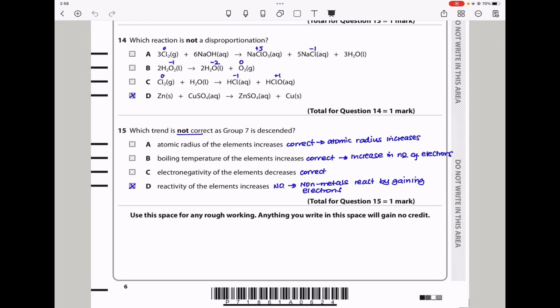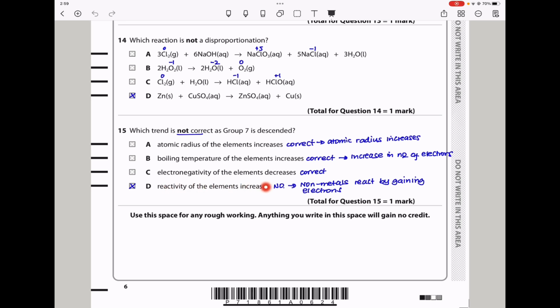Question 15. Which trend is not correct as group 7 is descended? A. Atomic radius of the element increases. That is true. Boiling temperature of the element increases. This is true because for nonmetals, the more the number of electrons or the more the atomic mass, the greater the boiling point. Electronegativity of the elements decreases. That's true. As you go down the group, electronegativity decreases.